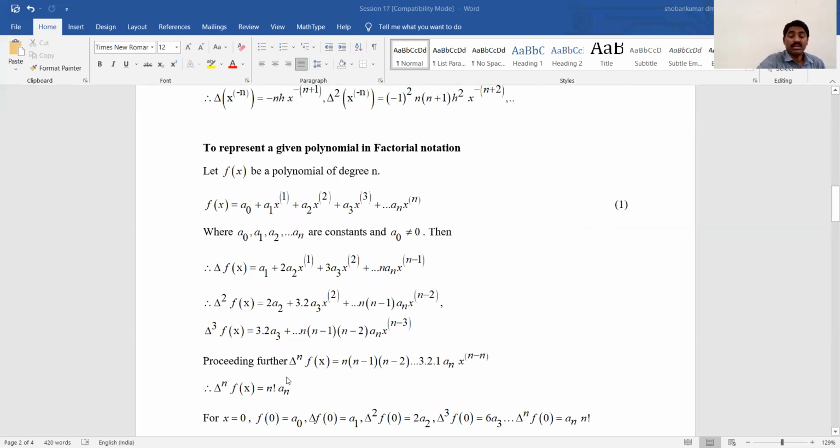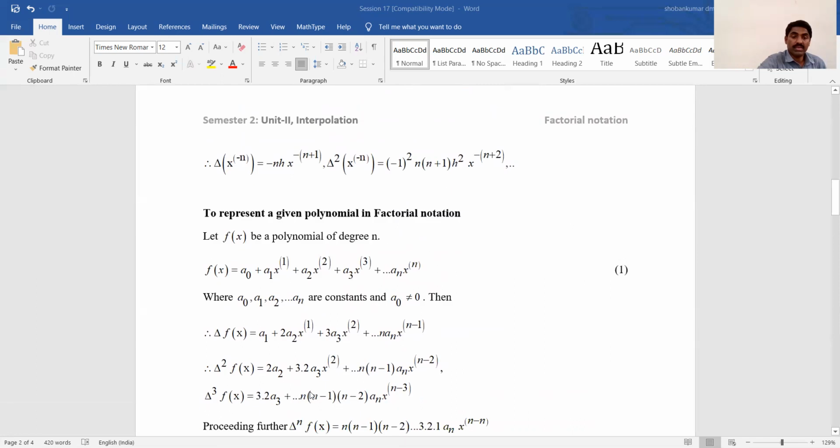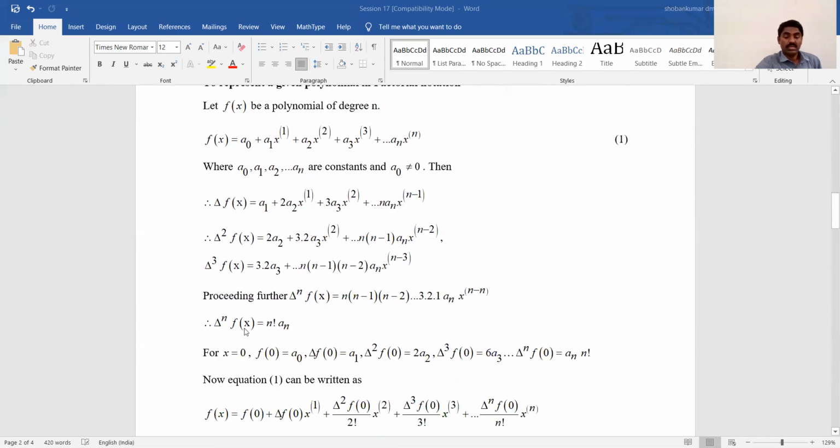Proceeding further like this, delta n f of x is equal to n into n minus 1 into n minus 2 and so on, 3 into 2 into 1, an x to the power n minus n, which is 0. Therefore, delta n f of x is equal to n factorial into an.